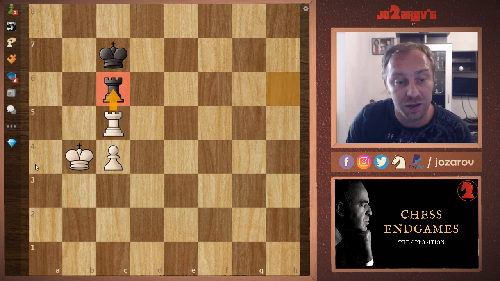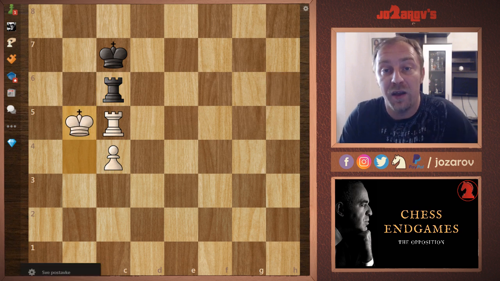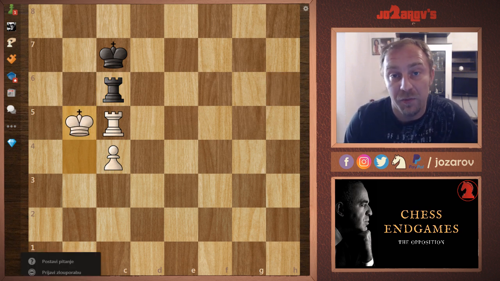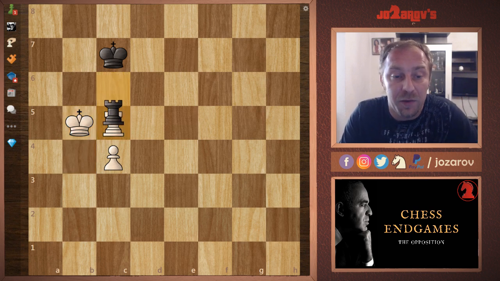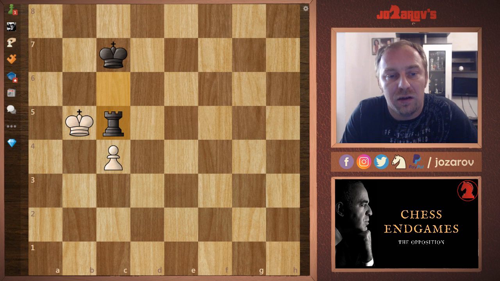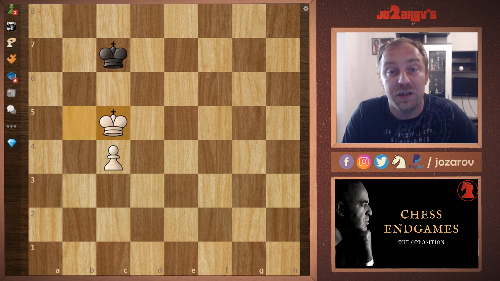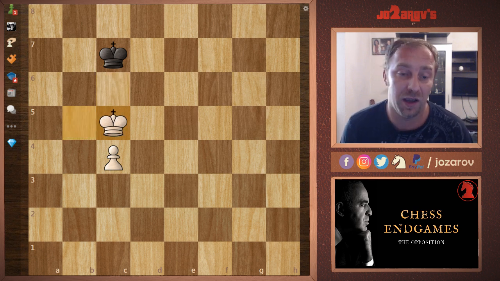But here black basically made a blunder, because now it's not the point that we want to take the rook. Here in this position, white tried king to b5, and this is suddenly a winning game for white. You see how you can really forget about these things in chess, because now black is forced to take the rook on c5, and after king takes c5, we have reached the opposition, and it was white who was winning the game.